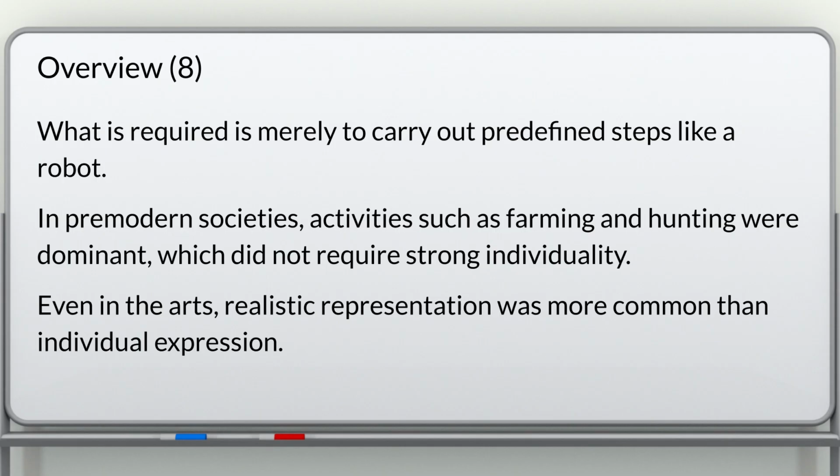In pre-modern societies, activities such as farming and hunting were dominant, which did not require strong individuality. Even in the arts, realistic representation was more common than individual expression.